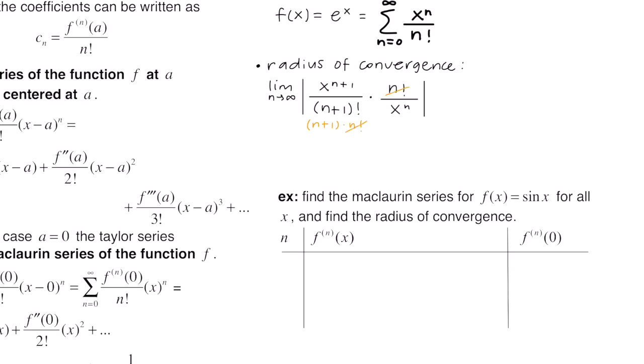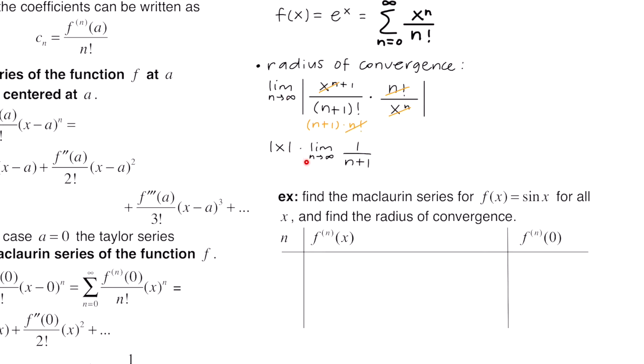Right here, this is x to the n plus 1. We can rewrite that as x to the n times x to the 1. And then these x to the n's cancel. So you're left with this x to the 1, and I'm going to bring that to the front of the limit. And remember, it's still an absolute value. And then all we have left here is 1 divided by n plus 1. Because n is going in the positive direction, we can drop the absolute value.